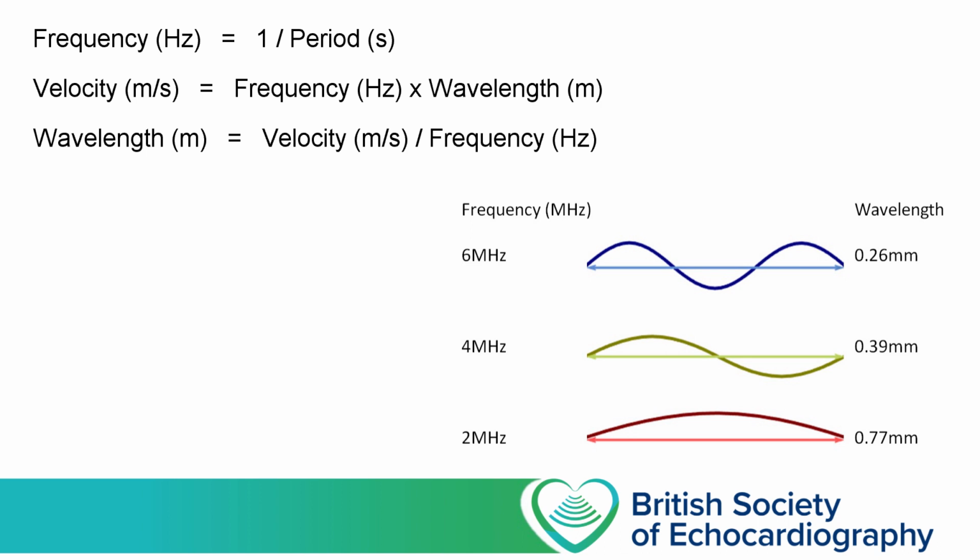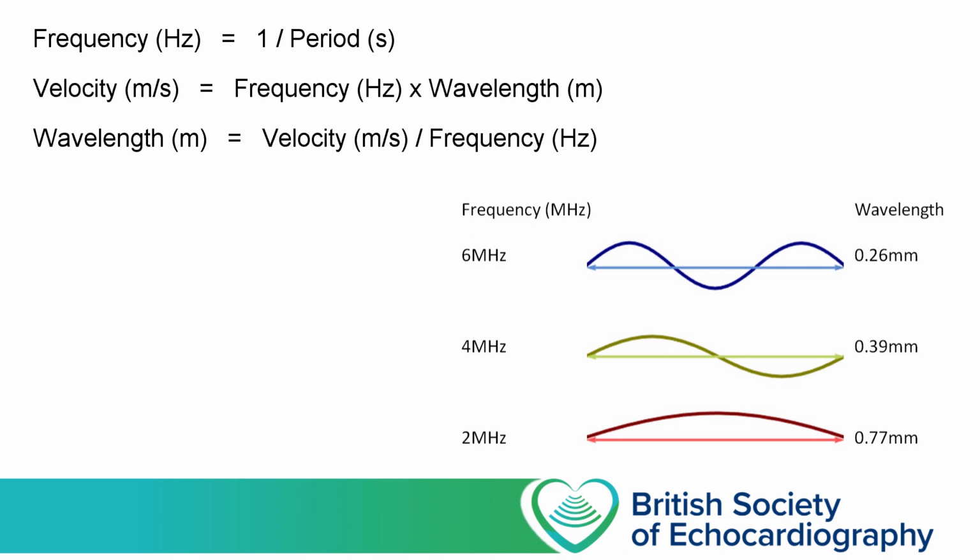The relationship between the different key characteristics of our sound wave can be described by the equation velocity equals frequency times wavelength. Okay, so let's consider some frequencies we might typically be using for adult echocardiography. If we're assuming that our wave is travelling at 1540 meters per second, and we're creating a wave with a frequency of 4 million Hz, then that wavelength will be about 0.4 millimeters. If we halve our frequency, then we'll double our wavelength. So we'll halve our frequency to 2 million Hz, and that will increase our wavelength to approximately 0.8 millimeters.